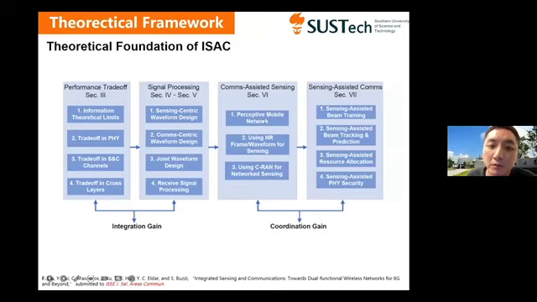So how to build a perceptive mobile network, how to use the current cellular network infrastructure to support network sensing and sensing assisted communication. Okay, so the first two aspects are about the integration gain. Remember the definition of integration gain, which is to improve the efficiency, and the last two parts are about the coordination gain, which is to have mutual assistance between communication and sensing. Okay.